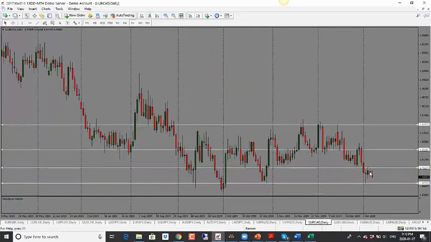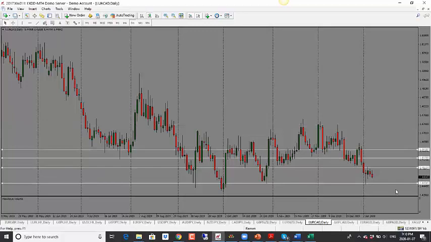EURCHF here, this is looking bearish. We do have a bearish candle close, so looking for price to drop further. It is holding below the support resistance level, which is a sign that it's likely to drop further. 1.4450 is the target here, so bias is bearish for EURCHF.